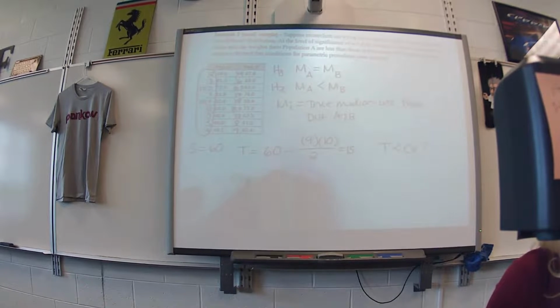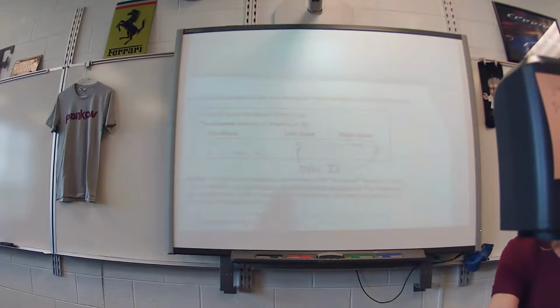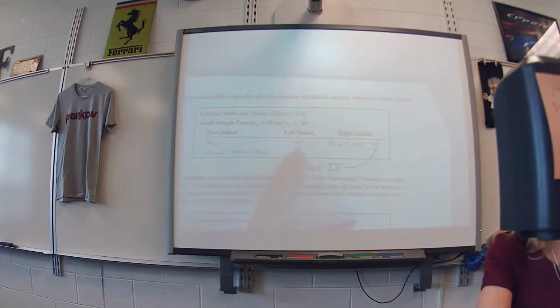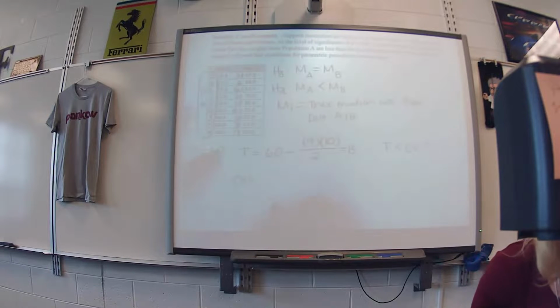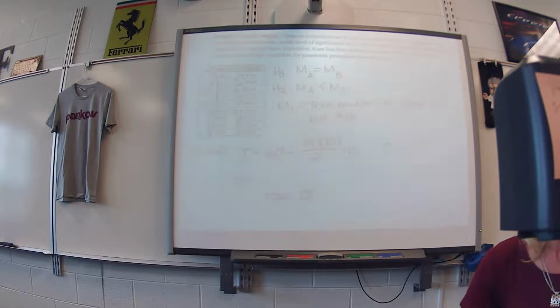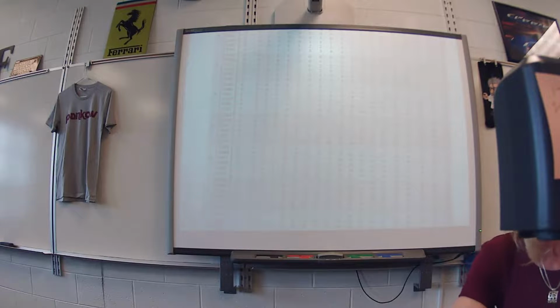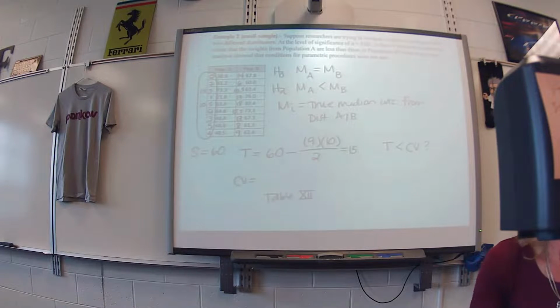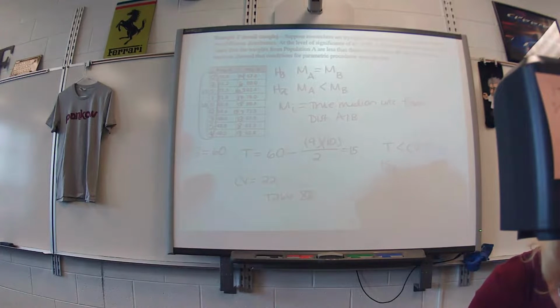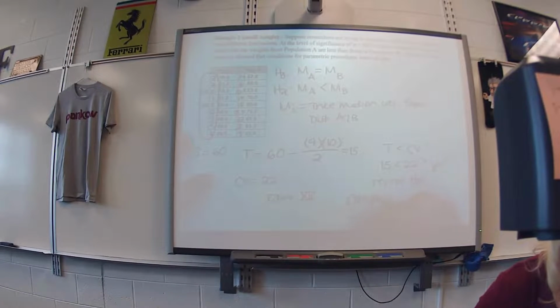Well, what is my critical value? For a left tail test, the good news is you just read the table. Literally, you just go to table 12. All right, so I have two N sizes of 9, so I'm going back to page 1. I'm doing a 5% level of significance. So I'm going to get a critical value of, I see a 22. So is 15 smaller than 22? Of course it is. So we're going to reject the null hypothesis and you'd make your formal conclusion.